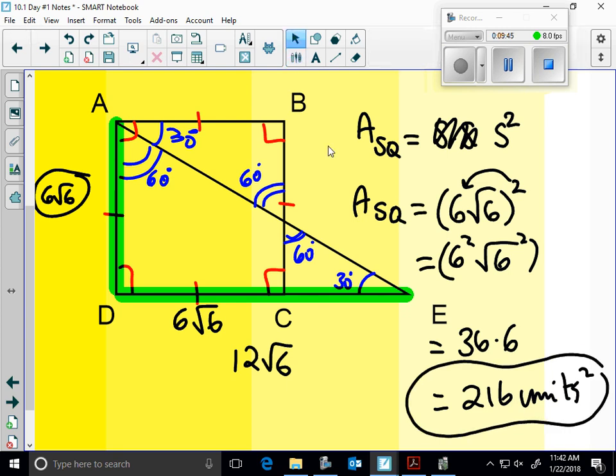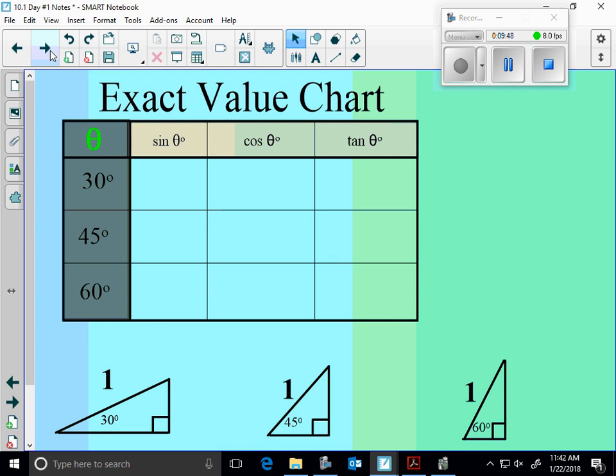Sweet. All right, let's keep going. Okay, this might have been just too long ago, but the sine of 30, I'm just going to fire them out there. Sine of 30 is 1/2. Cosine of 30 is square root of 3 over 2.